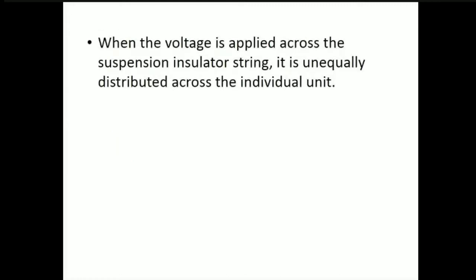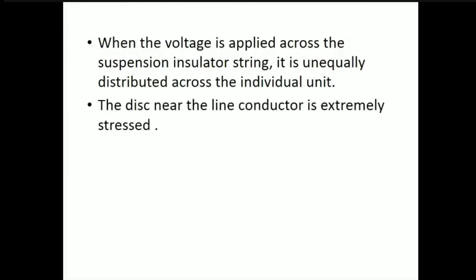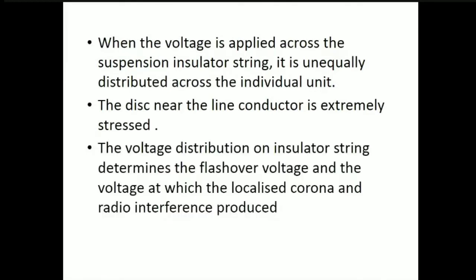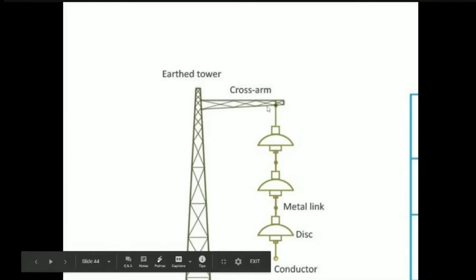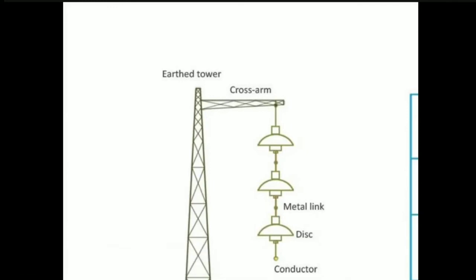When voltage is applied across the suspension insulator string, it is unequally distributed across the individual units. The disc near the line conductor is extremely stressed. The voltage distribution on the insulator string determines the flashover voltage and the voltage at which localized corona and radio interference is produced. Here you can see the installation of the suspension insulator having 3 discs. One end of the disc is connected with the cross arm and the other end is connected with the conductor.